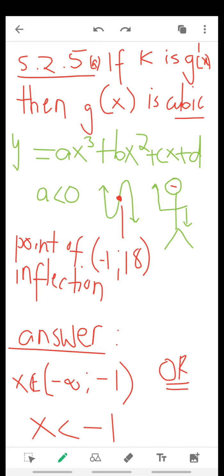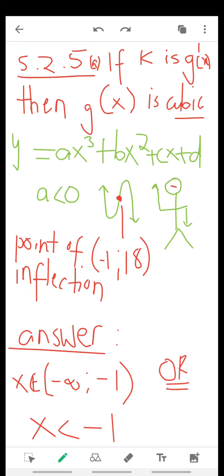Look at where I have shown you the point of inflection. You see the point of inflection? That is up to there where the graph will be concave upward. So that means x will be an element of from negative infinity up to where x is equal to minus 1, because from minus 1 up to positive infinity it will be concave downwards. This is what I'm talking about.